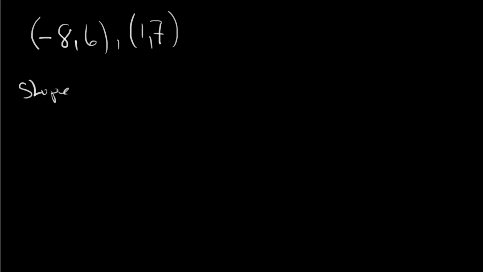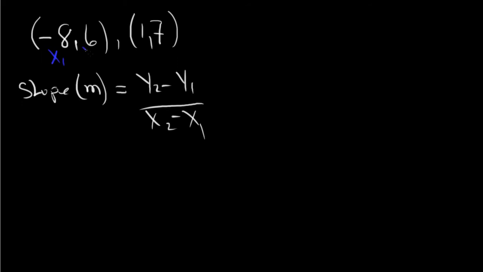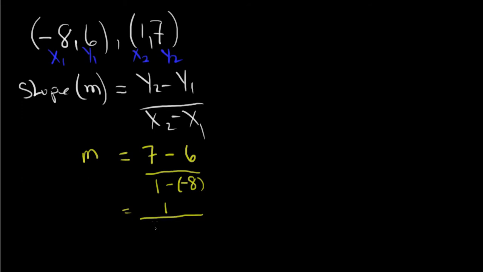Let's look at another example. We want to find the slope that connects the following two points, negative 8, 6, and 1, 7. The formula for slope is slope m equals y2 minus y1 over x2 minus x1. Label the x1, the y1, x2, the y2. So we plug them in. m equals y2, which is 7, minus y1, which is 6, over x2, which is 1, minus x1, so minus negative 8. So the slope equals 1 over 1 minus negative 8, which is just 1 plus 8, equals 1 over 9.